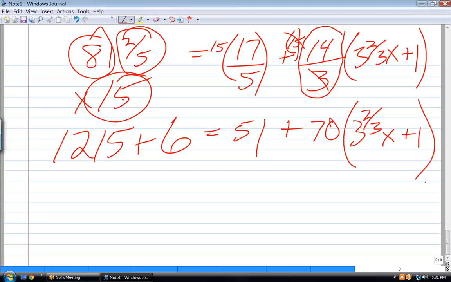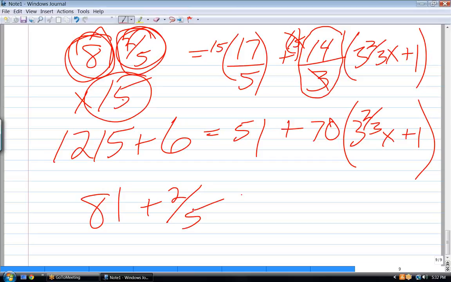So now I've accomplished what I set out to do, which was to multiply every term by 15. And in fact, I treated the 81 separate from the 2/5. I just got to make sure I add that, because this is really 81 plus 2/5. So I can multiply 15 times this. I just have to multiply it by each number and then add them together. Okay. So now we just have to distribute this, and add this. So this becomes 1221.